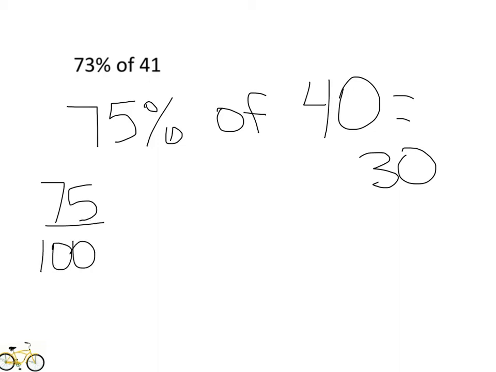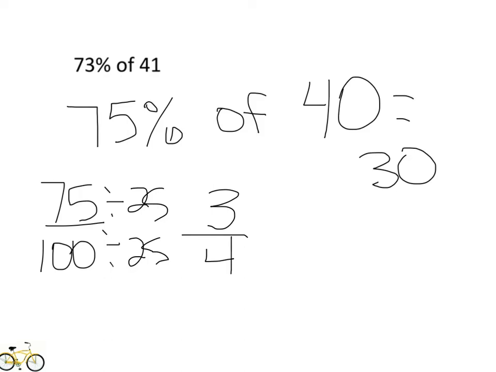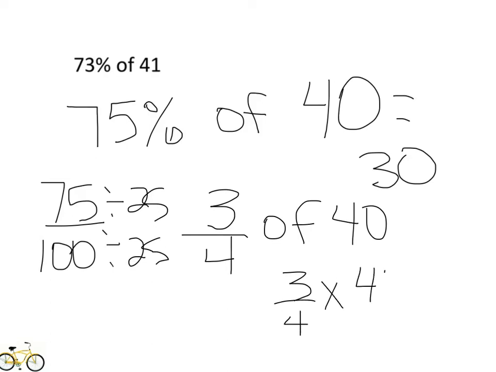If I simplify it, 25 can go into both. 75 divided by 25 is 3. 100 divided by 25 is 4. So I have 3/4 of 40. That's the same as saying 3/4 times 40. And we know how to do this. Put 40 over 1 so we can multiply.